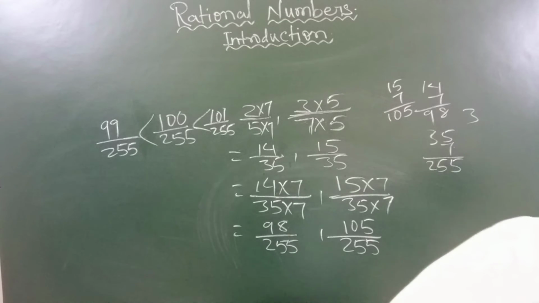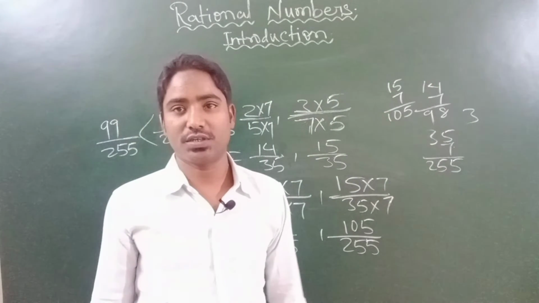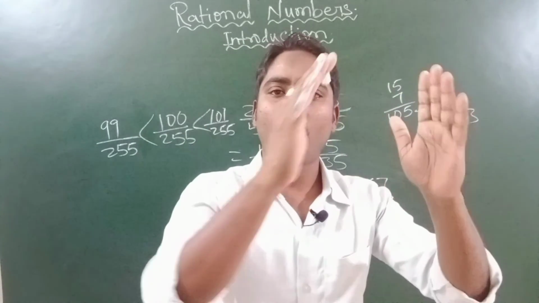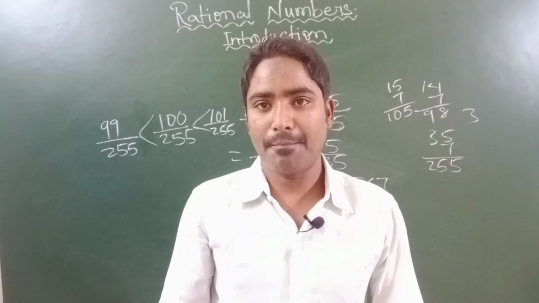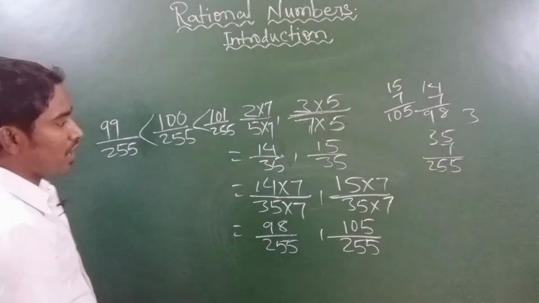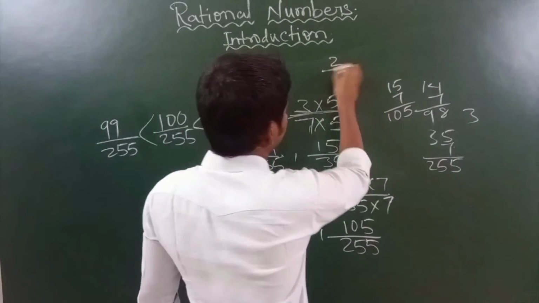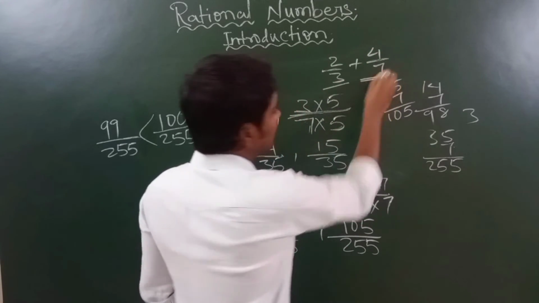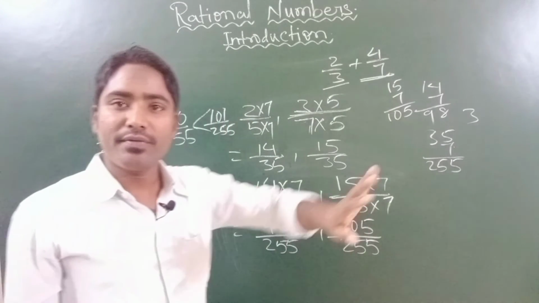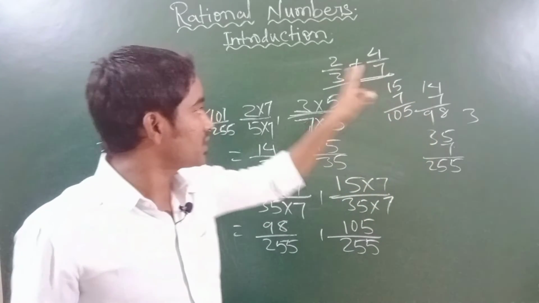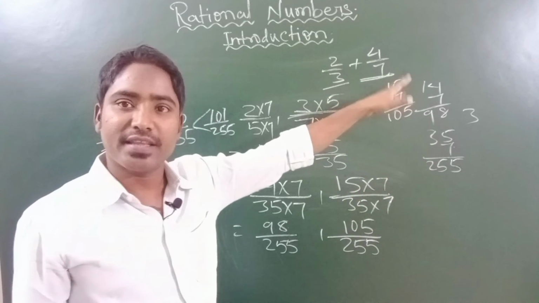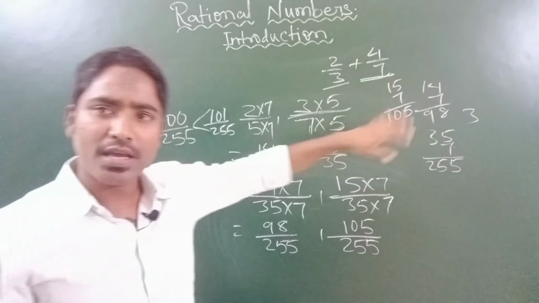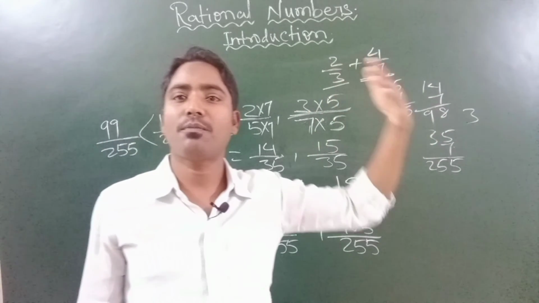Now your next topic is operation on rational numbers, students. So operation on rational numbers is the same as we studied the operation of fractional numbers. Like suppose we have to add 2 upon 3 plus 4 upon 7. So here first we will take the LCM, okay, or we will equate the denominator, we will convert them into like fractions, and then we will add as we were adding in the case of fractional numbers. Similarly for division also, and similarly for multiplication also.